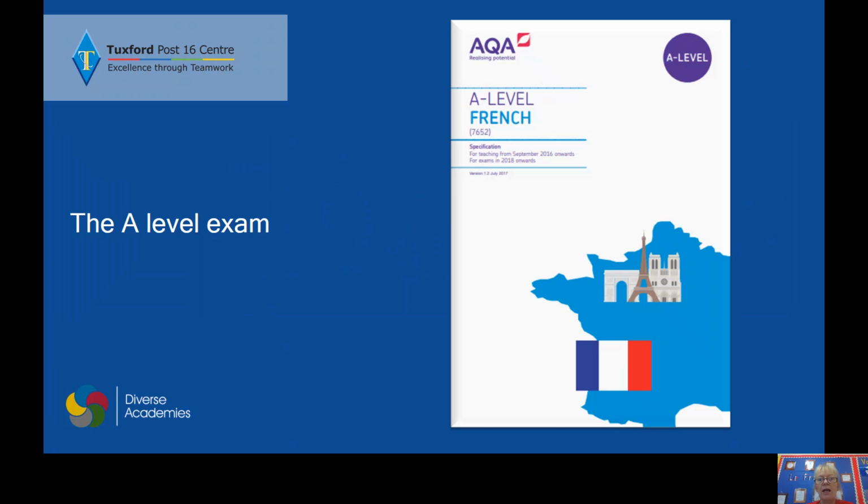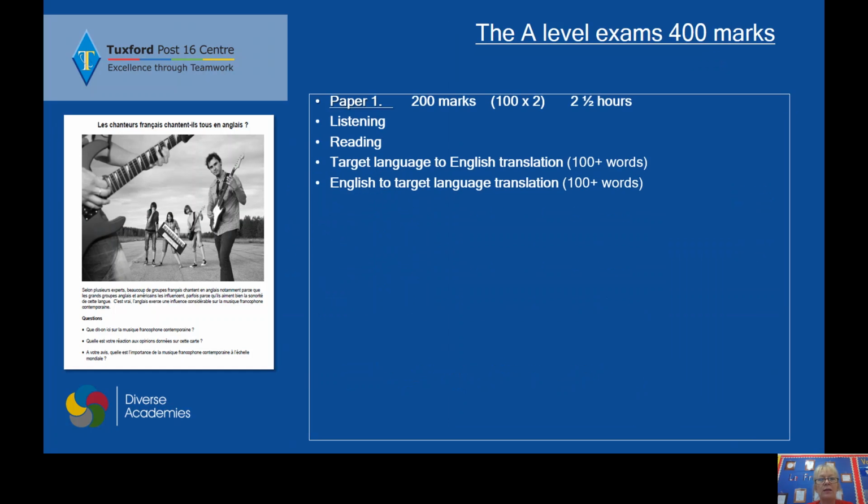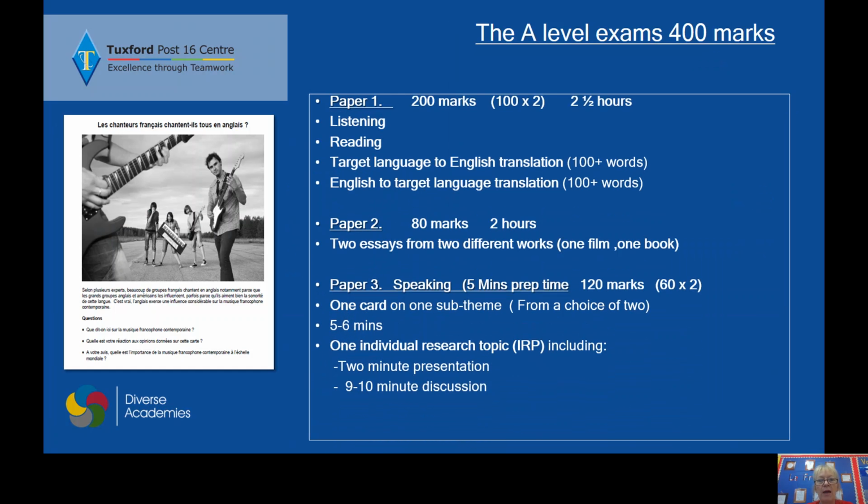So the A-level exam is the external exam that you do at the end of the 2 years, and that is 3 papers. The exam's marked out of 400 marks, which are converted to your grade. So paper 1 is quite a big exam. It's 200 of your 400 marks, so 50% of it, and it's a language exam, so listening, reading and translating in and out of French.